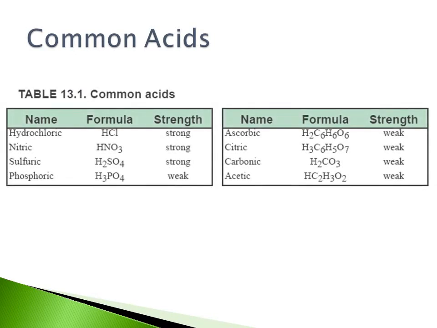Some common acids that you should be familiar with are hydrochloric acid, nitric acid, sulfuric acid, phosphoric acid. And here you can see they're categorized, okay? HCl is strong, HNO3 is strong, H2SO4 strong, whereas phosphoric is weak. Ascorbic acid is weak. Citric acid is weak. Carbonic acid, weak. Acetic acid, weak.